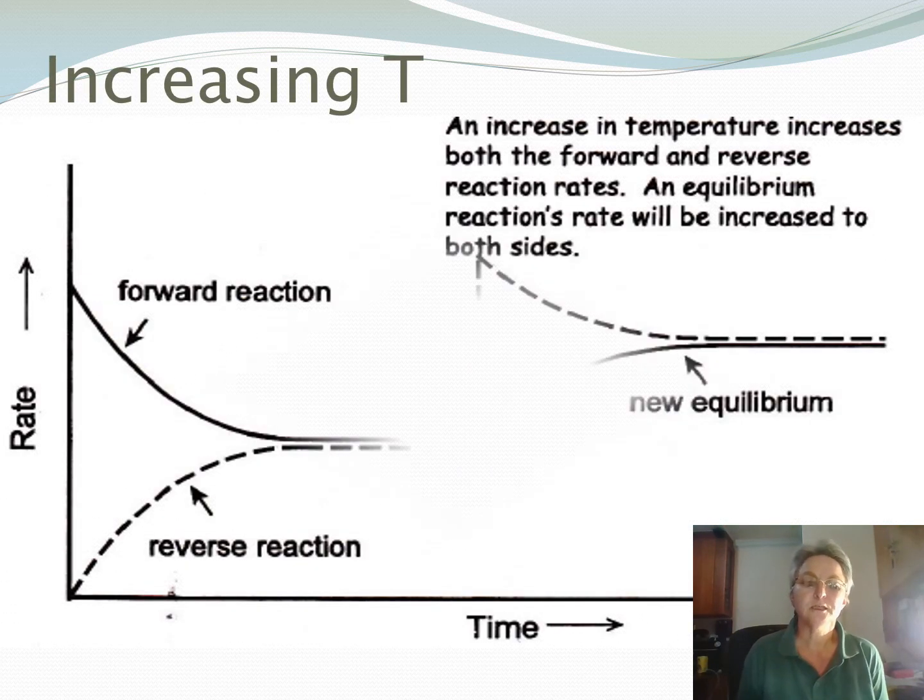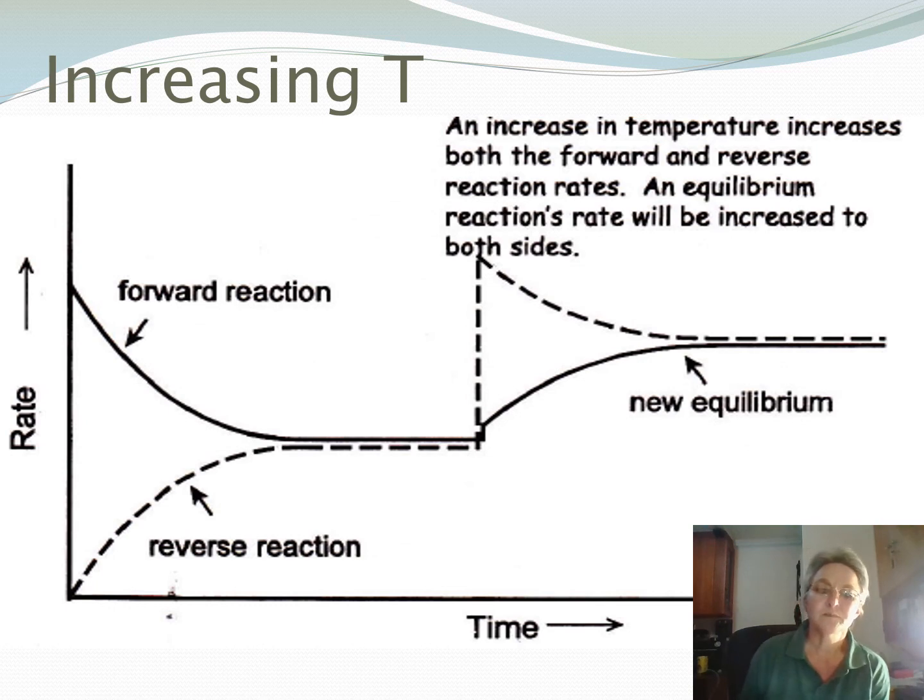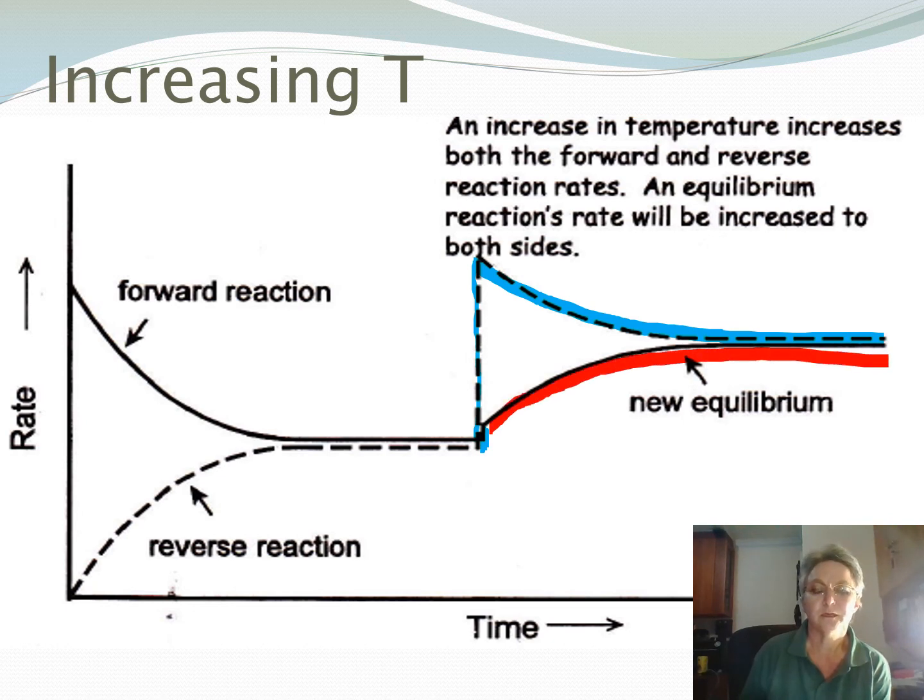So increasing temperature will speed up both reactions, but the endothermic reaction is speeding up more, trying to use up the heat, before it slows down to reach new equilibrium. The exothermic reaction will speed up to reach new equilibrium.